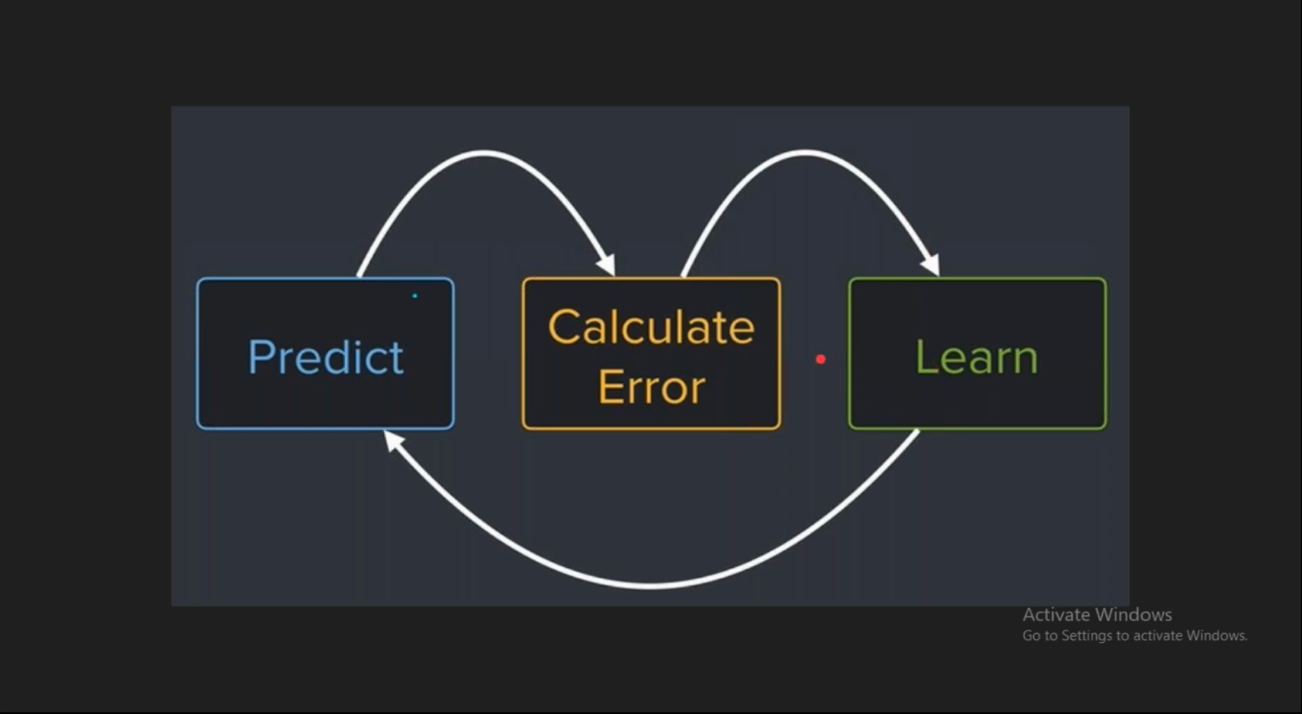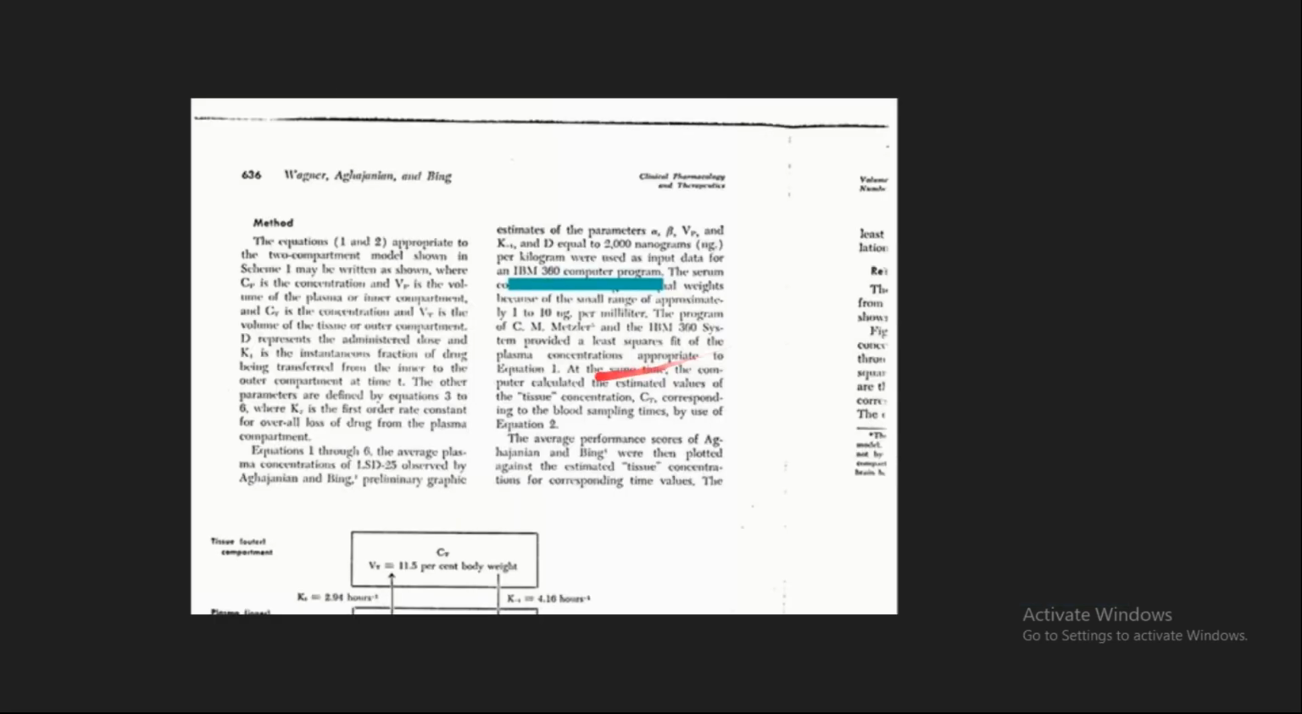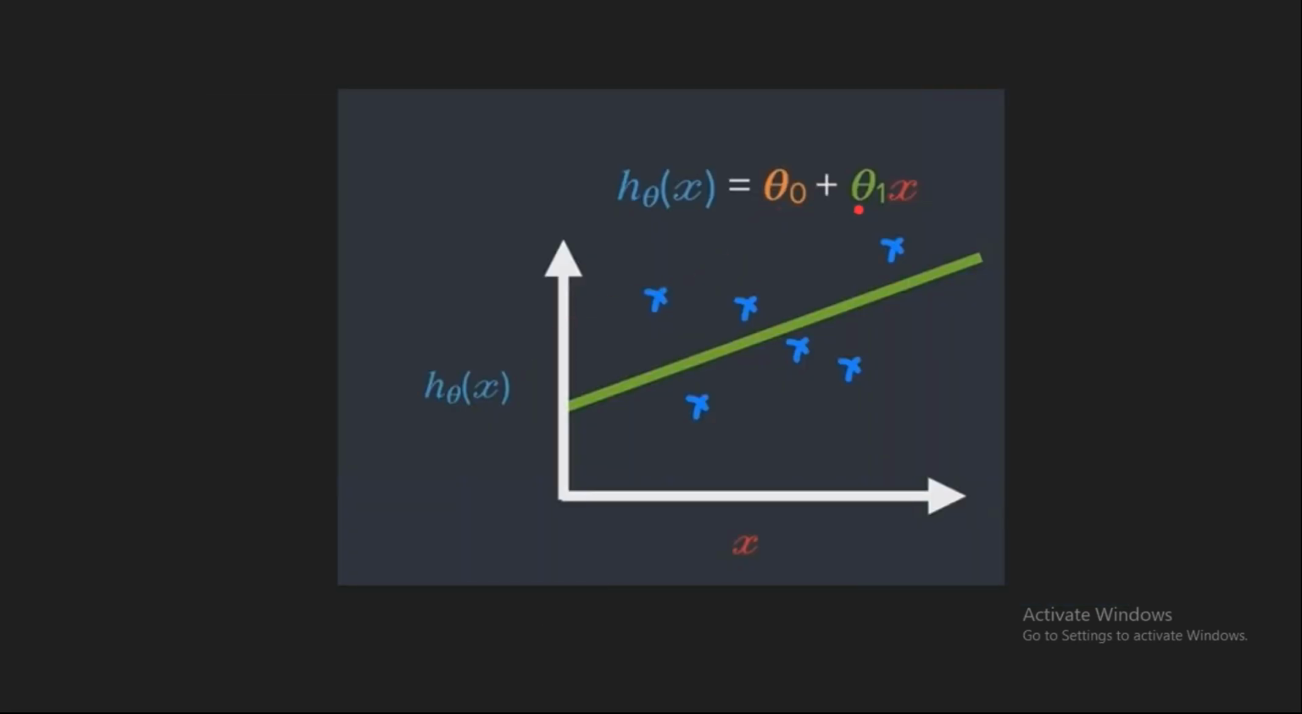But that's where the real question comes into the picture. How does the model exactly know that this is the best point for it to stop? Because it is only calculating the theta 0 and theta 1 values, right? It doesn't know where to stop.